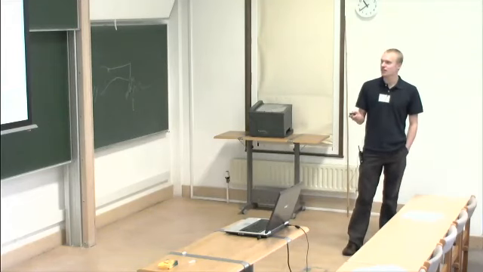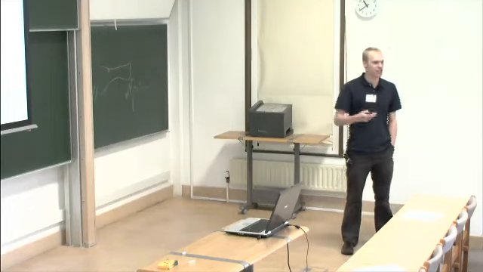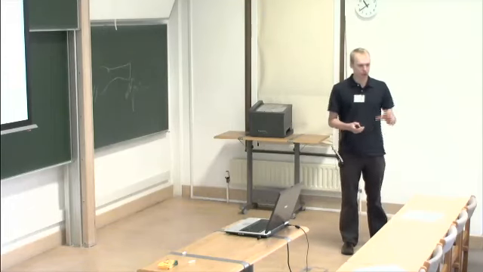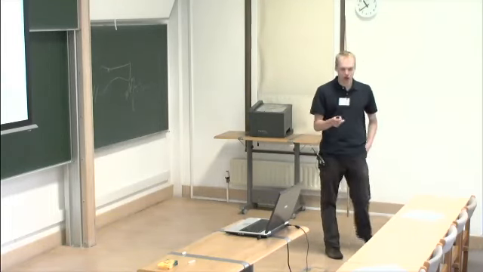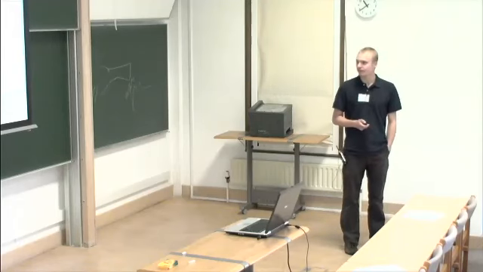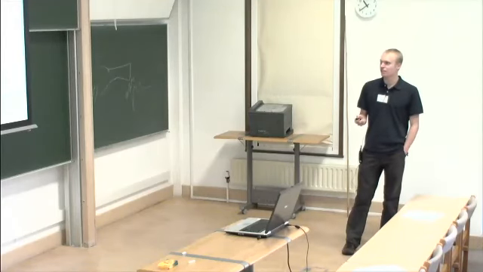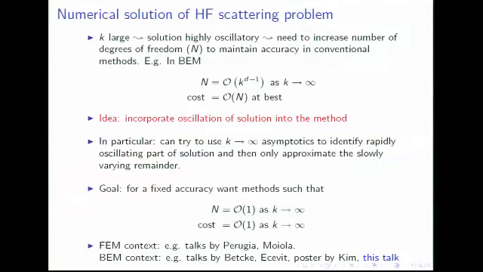One way in particular is you can try and use the asymptotics of your solution u as k tends to infinity, use these asymptotics to work out precisely the part of the solution that oscillates rapidly, and then only approximate the slowly varying remainder with your numerical method. And the goal is that you want to get methods where you don't need to increase the number of degrees of freedom as k tends to infinity, and also that the cost doesn't need to increase as k tends to infinity.